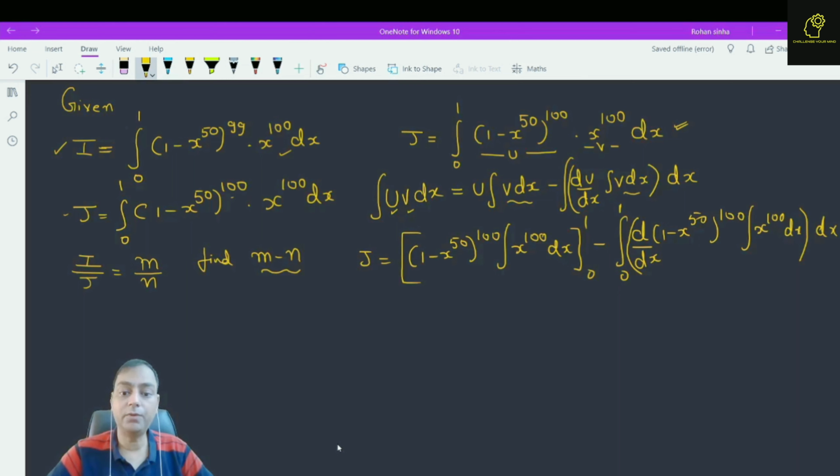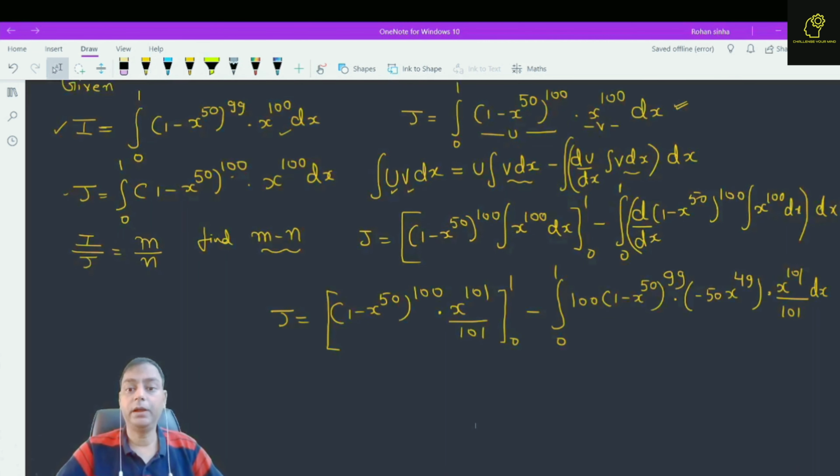Now simply calculating the values, we find this as (1 minus x^50)^100. The integral of x^100 dx is x^101 by 101, lower limit 0 and upper limit 1. And d by dx of (1 minus x^50)^100, by using the chain rule, is 100 (1 minus x^50)^99 into minus 50 x^49. And then this is x^101 by 101 dx.